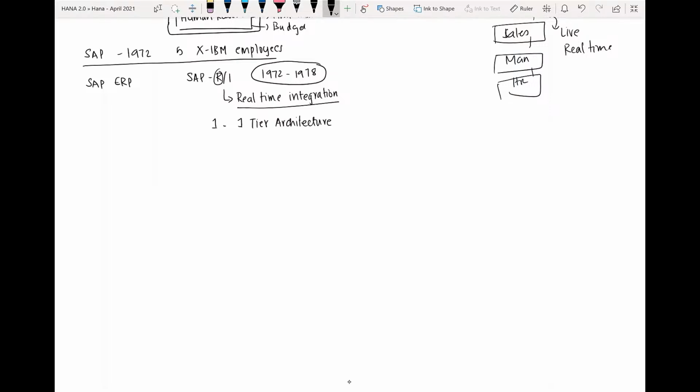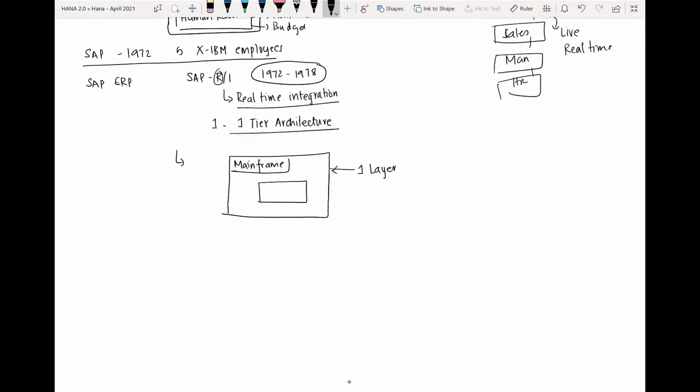Now, what is a 1-layer architecture? If you go back in time, if you're familiar with what used to happen in the 1960s and the 1970s, everything was being run by a single box called a mainframe. Everything was run on a mainframe system. So this one box is the 1 layer. Your SAP system or application was run inside a 1-layer box called a mainframe.